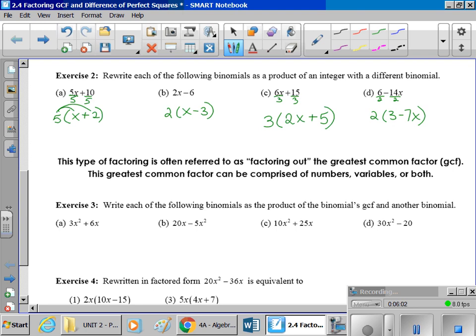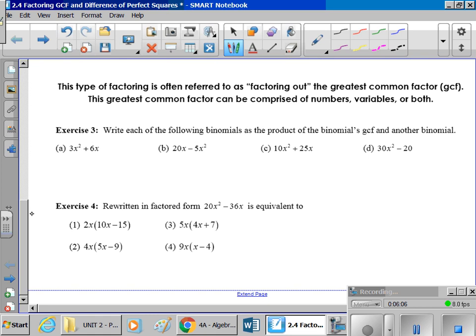So now let's consider when we have to go a little bit beyond that in exercise 3 and start looking for other factors of our terms. So for example, in A, we have 3x squared plus 6x. Just like in exercise 2, it's pretty obvious that we can pull out a 3 because 3 is going to be common to 3x and 6x, not just the 3 and the 6.